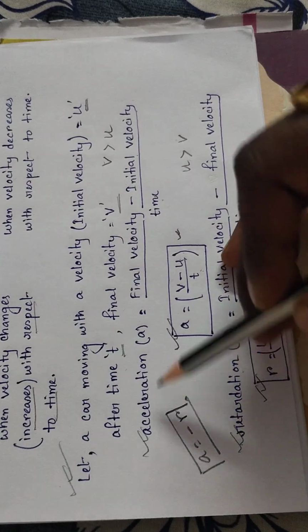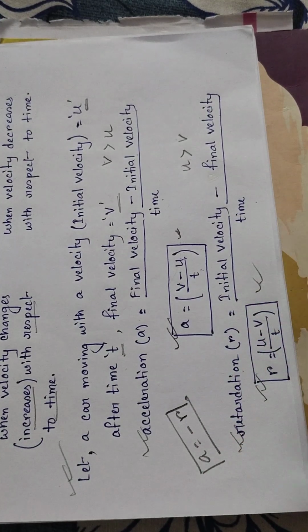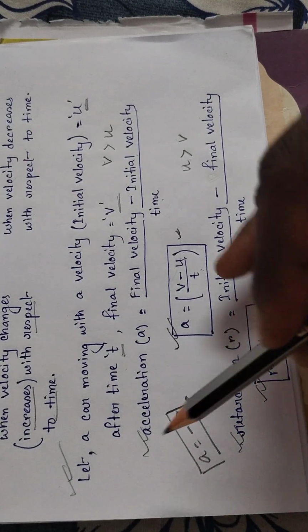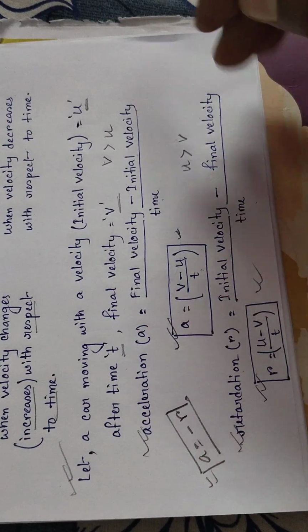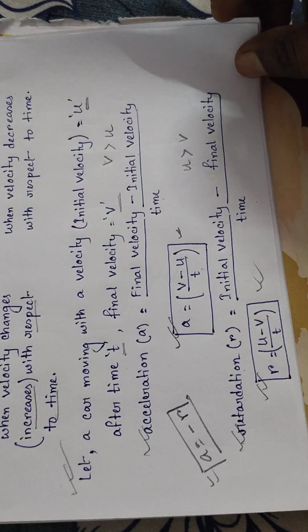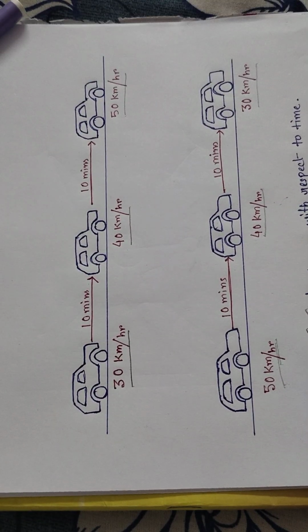So there is an opposite relationship. That means there is a negative relationship between the two. That acceleration is equal to minus of retardation. So I think up to this it is clear to all of you. Okay. So this is about acceleration.